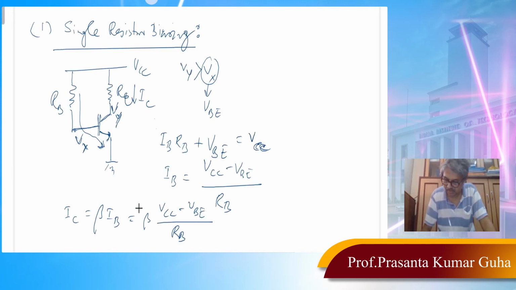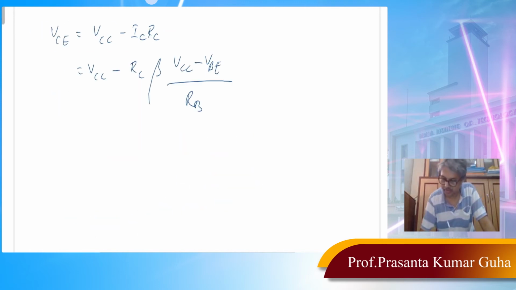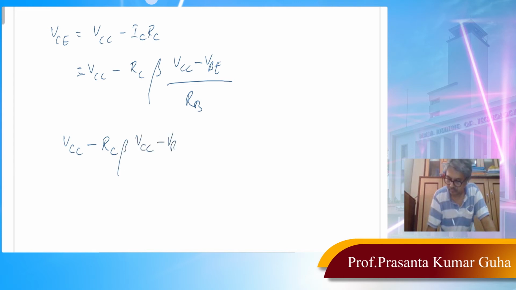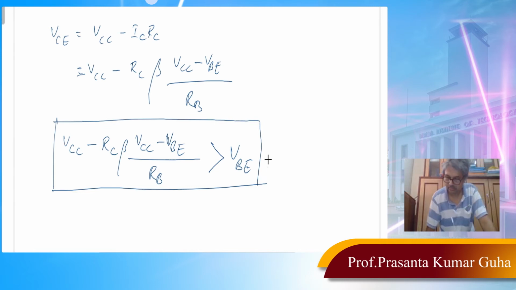So this is the expression of IC, as you see from the previous page. So what is the condition that this transistor will remain in forward active mode? It is if this condition is valid. So your VCE should be greater than VBE to keep the transistor in the forward active region.